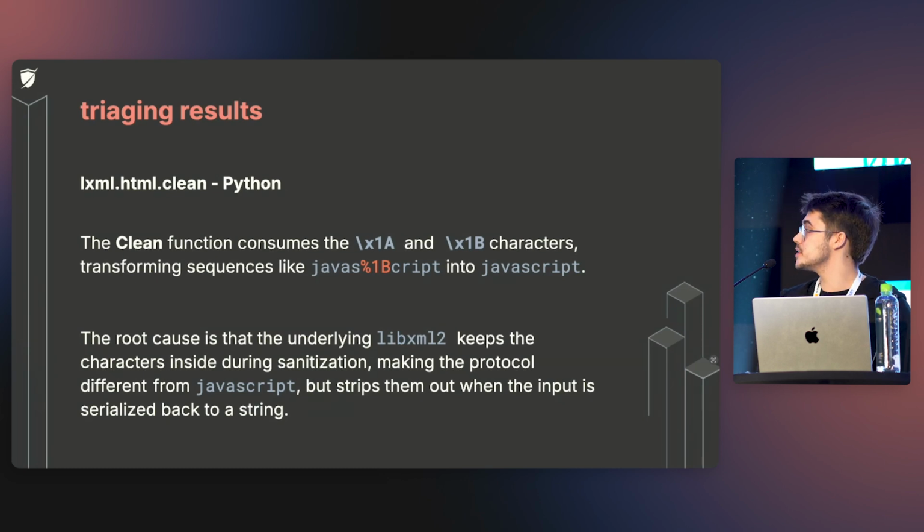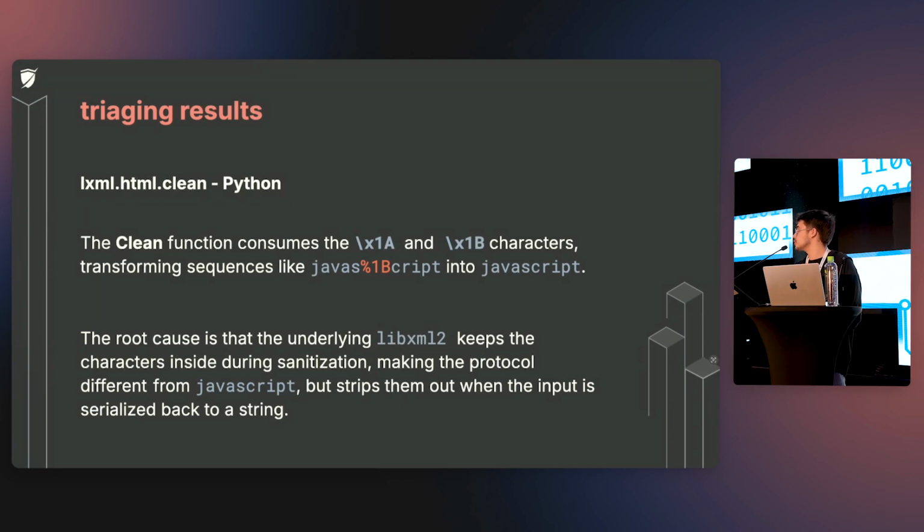The first one is lxml.html.clean, written in Python. The problem with this library was that the clean function consumed the \x1a and \x1b characters and didn't correctly parse the Unicode chars. This means that it transforms sequences like java\x1bscript to javascript. And the root cause for that was that the underlying libxml2 library kept the characters inside during sanitization, but stripped them out when the input was serialized back to the string.